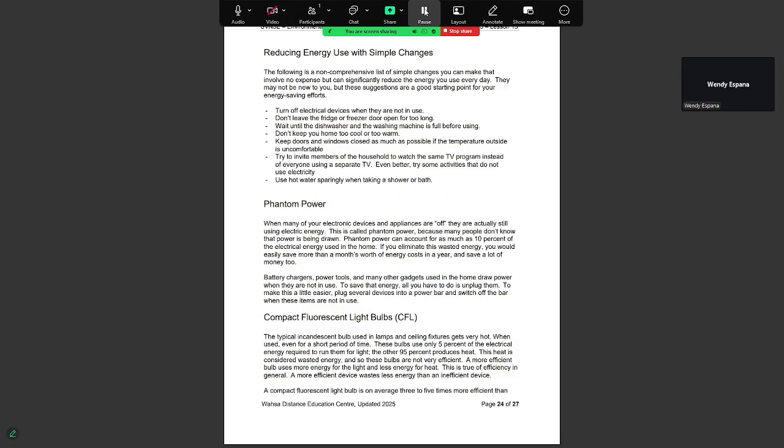This one's an interesting one. Try to invite members of the household to watch the same TV program instead of everyone using a separate TV. That's usually not a problem in most households now, but it might be a problem with people using their own devices. So iPads, phones, gaming systems, those might be something that everybody's using.